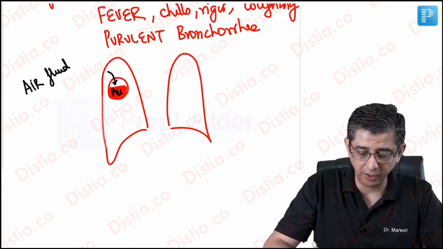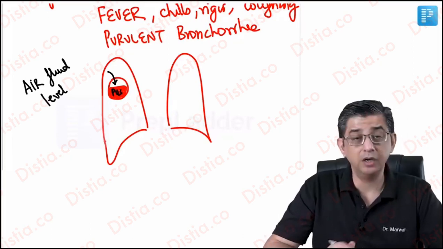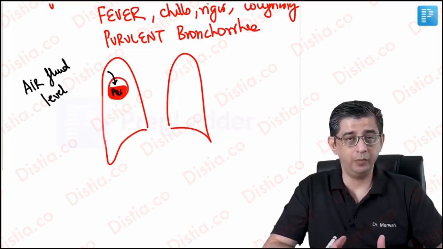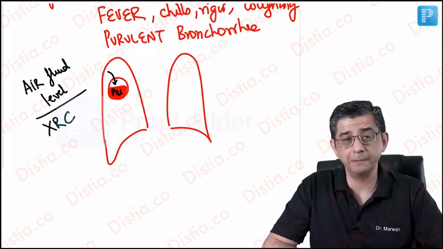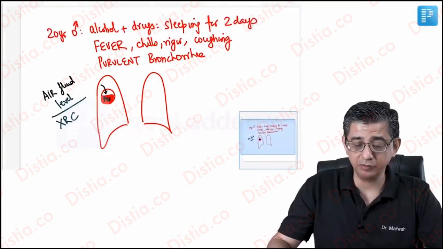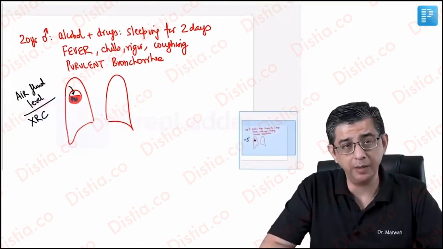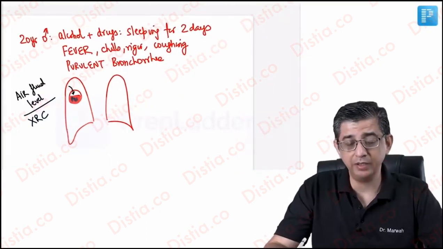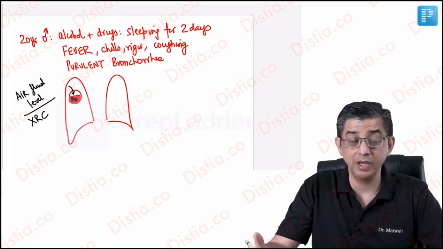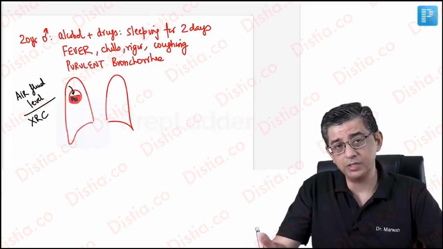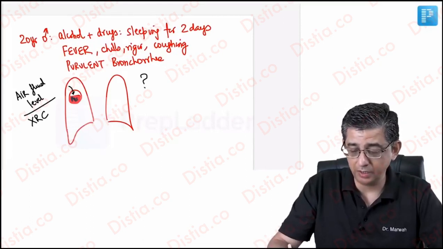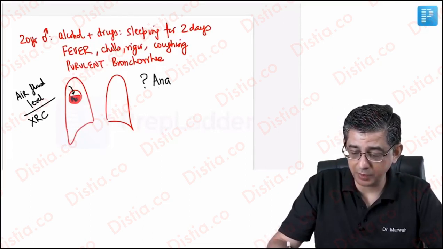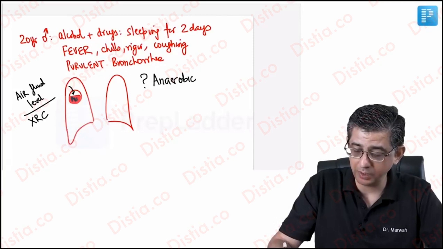You guys are comfortable with air fluid levels with respect to an X-ray abdomen, but an air fluid level being visualized in an X-ray chest definitely points towards the fact that this guy has developed a lung abscess. And considering the fact that this guy was intoxicated, his GCS was on the lower side, so there's a possibility that microaspiration has occurred, and I will definitely be starting this patient on treatment for anaerobic lung abscess.